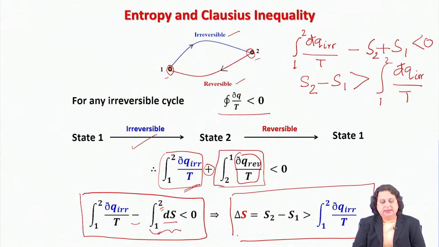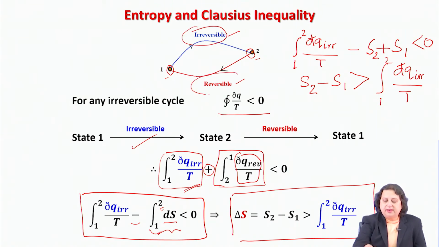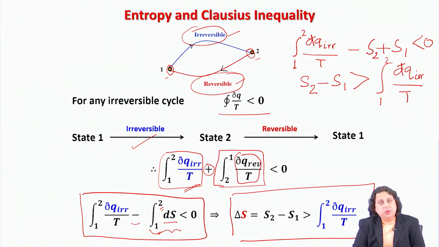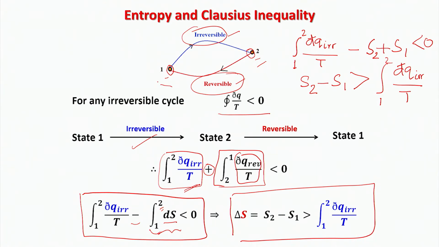This particular cycle has one irreversible step and another reversible step. I know that if I know the two terminal states and if I have a reversible path connecting them, and dq reversible is the amount of heat exchanged at temperature T when the system passed from the initial state to the final state, I can define the change in entropy.